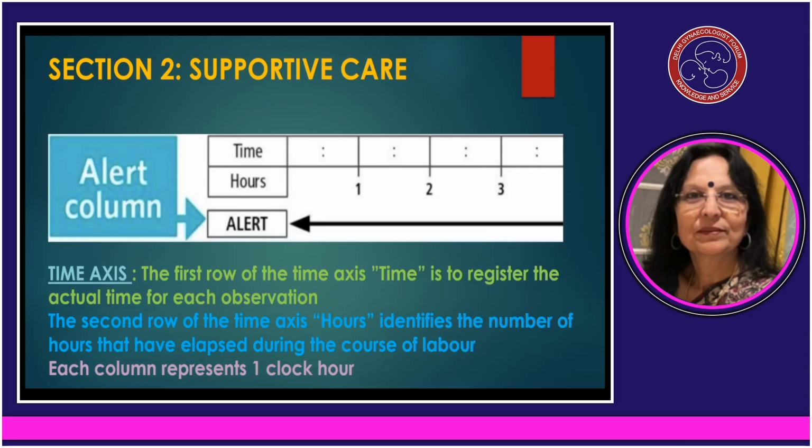And the second part is the hours. This hours is going to identify the number of hours that have elapsed during the course of labor. So when the patient comes at 5 centimeters, how many hours have elapsed since the patient went into active labor needs to be written in this. And each column represents 1 clock hour.